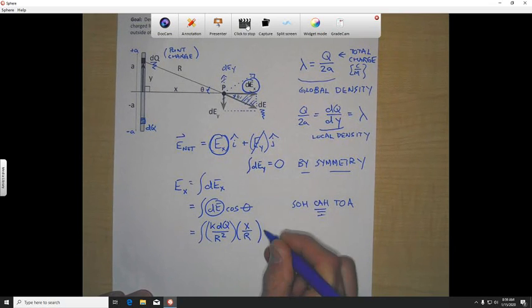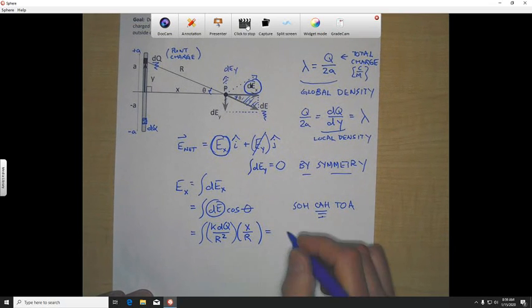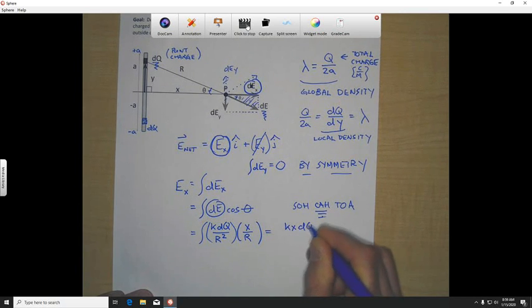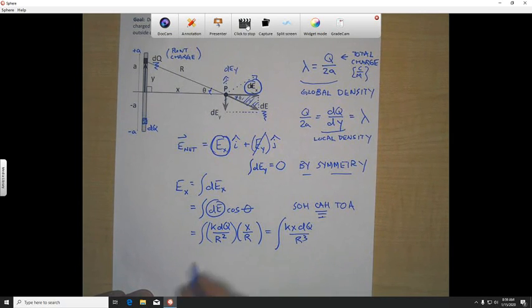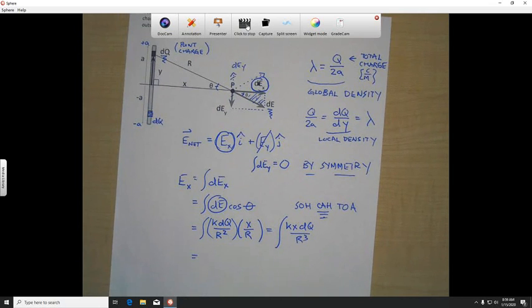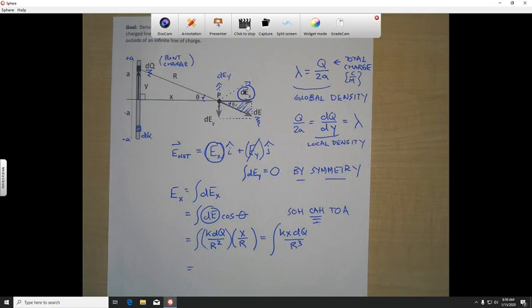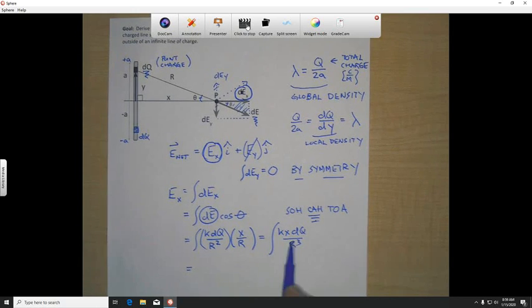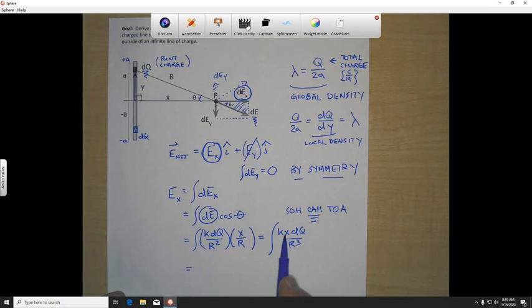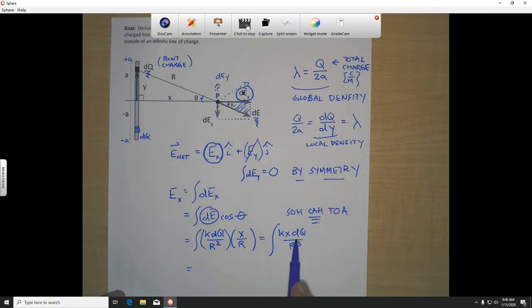So of course, when we have this now, we're going to end up with the integral of k x dq over r cubed. And then I'm going to have to solve that integral. Now, at this point, you might be thinking, oh, this is easy, because all I have to do is factor out k and x and r cubed and bring them out, and then integrate dq to get q. After all, we did that for the ring of charge.